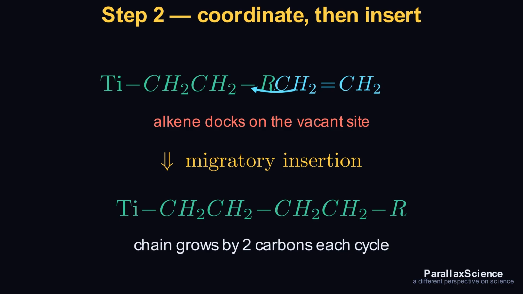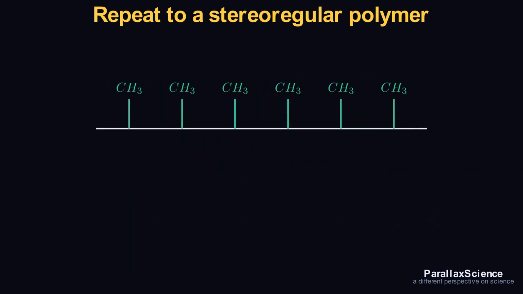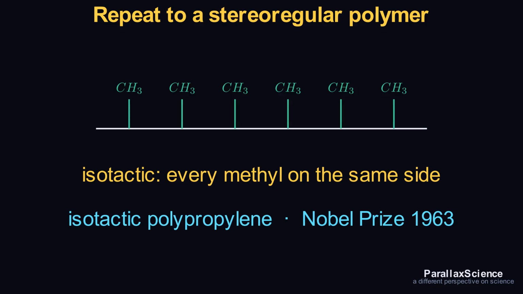Then it repeats, again and again. Because the titanium center controls every insertion, the chain grows in a perfectly regular, stereoregular way, giving isotactic polypropylene. Coordination polymerization, and a Nobel Prize.